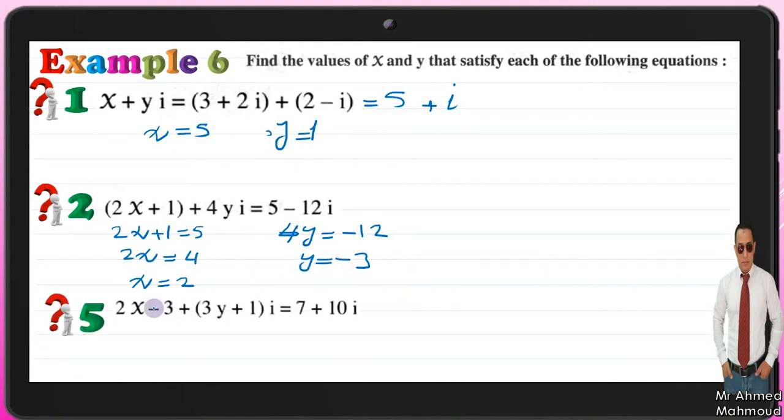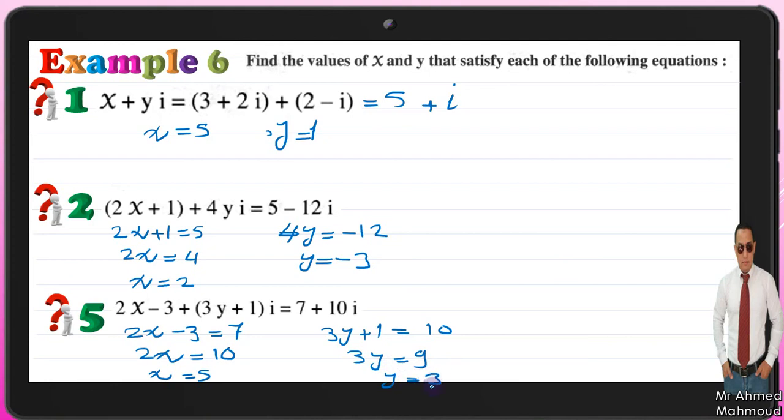Number 3, this example: 2x minus 3 equals 7. I send 3 there plus, then 2x equals 10. Send 2 as divide, then x equals 5. And 3y plus 1 equals 10. Send 1 as minus, then 3y equals 9. And send 3 as divide, then y equals 3.